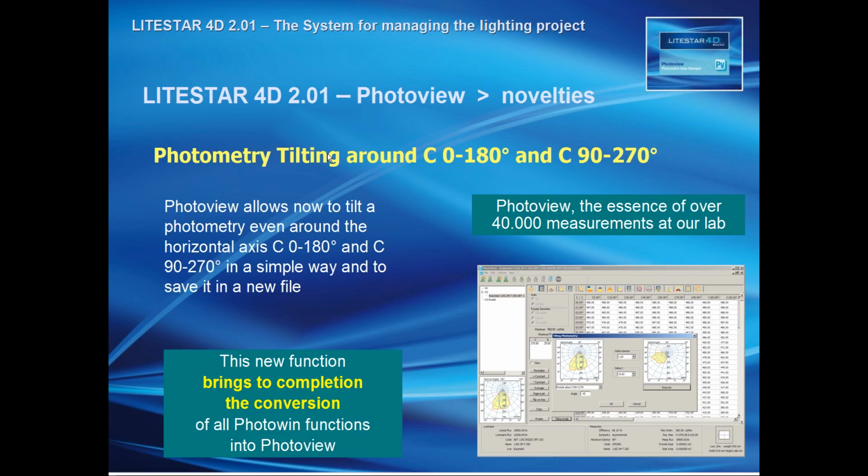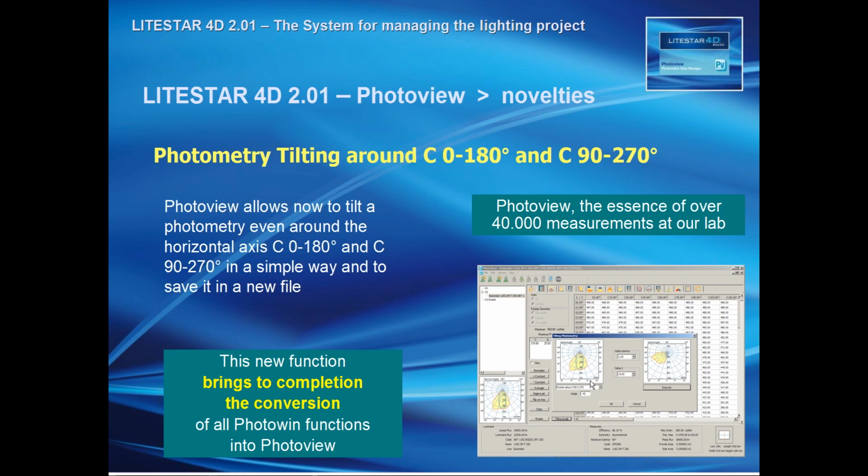Let's start with the photo view, the module capable of managing the photometric files of the luminaires. We added a brand new feature, which is the tilting around the C0-180 degree plane or the C90-270 degrees plane. This can be done in a very simple way, and then it is possible to save the new photometry coming out from the tilting of the photometry into a brand new photometry. You have here a brief idea of how the new feature is working.